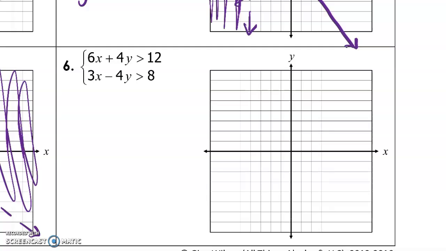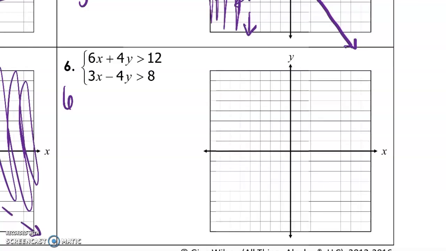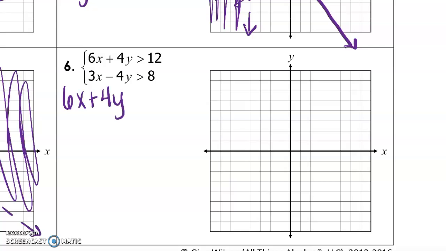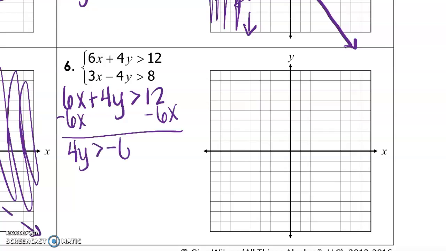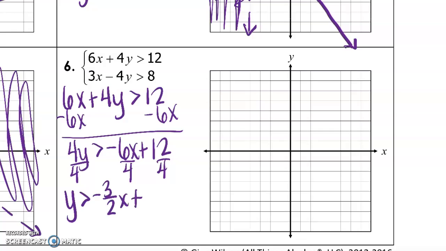Number 6, you can find the x and y intercepts if you would like to. You just have to be really careful about the inequality sign. So I'm going to solve it for y anyway. 6x plus 4y is greater than 12. Subtract 6x. 4y is greater than -6x plus 12. Divide everything by 4. Y is greater than -3 halves x plus 3.